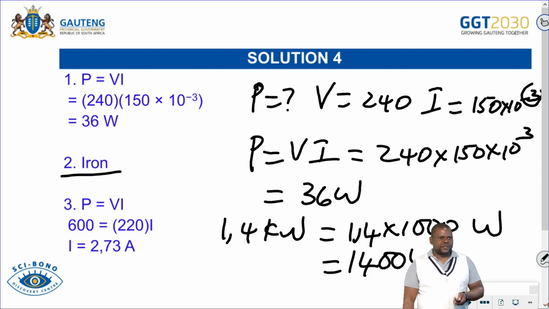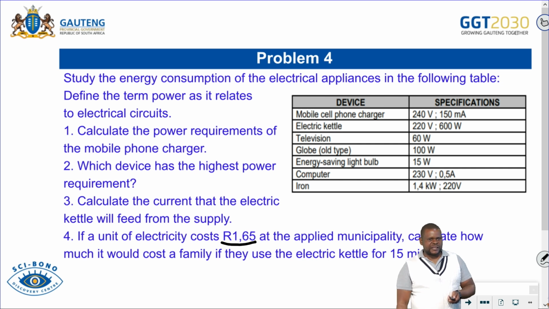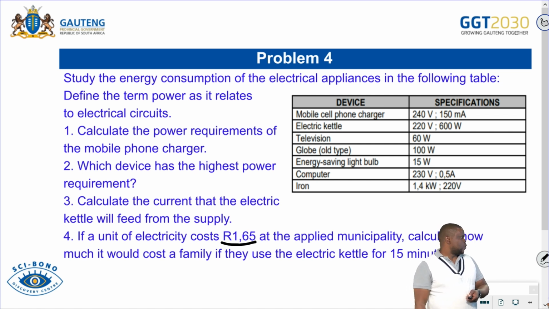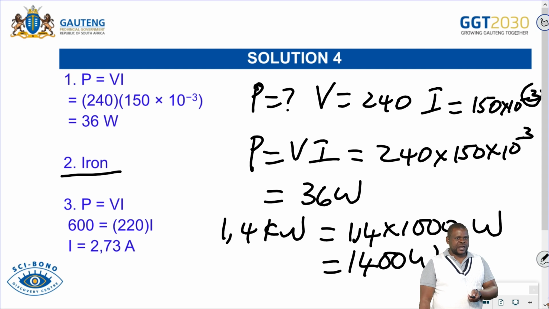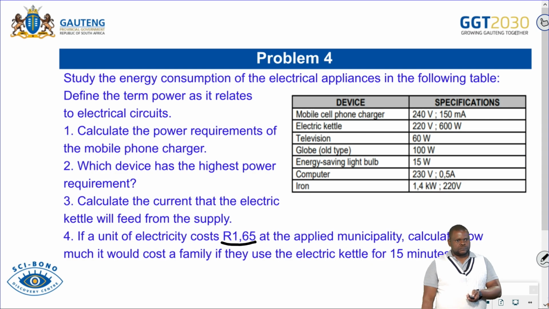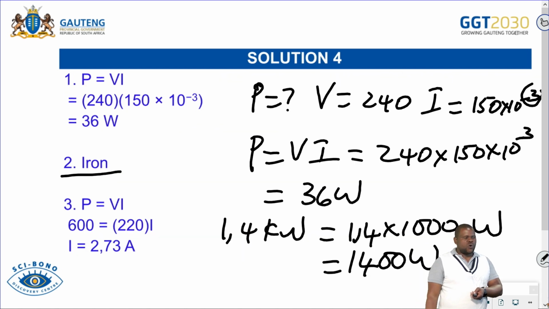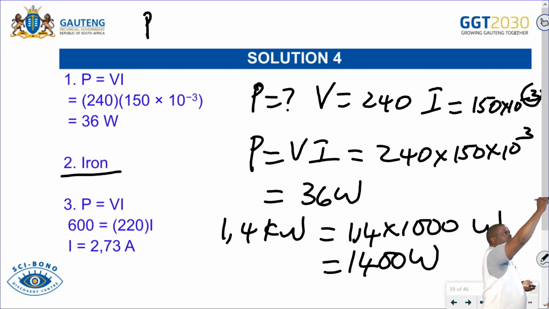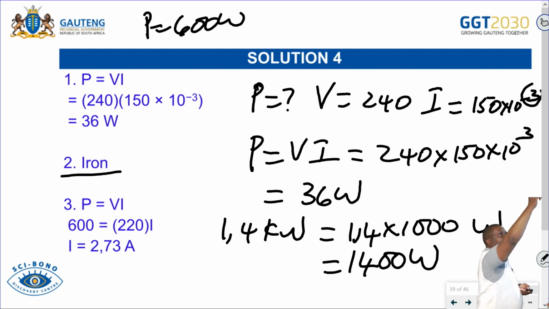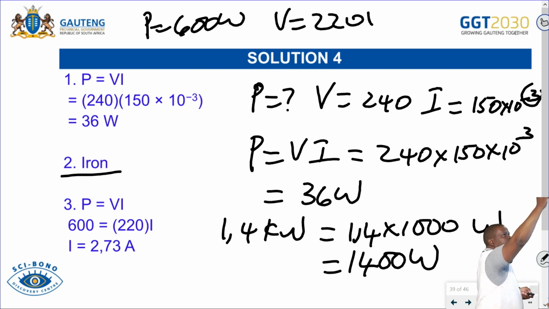Then number three, grade 11s. The question says, calculate the current that the electric kettle will feed to the supply. We need to calculate the current. In order to calculate the current, we have the power of what? Let's see. Calculate the current of the kettle, not the iron. Let's go to the kettle. The kettle has a power of 600 watts, isn't it? And 220 volts. So from the kettle we have P is equal to 600 watts and V is equal to 220 volts. Then we need to calculate the current.